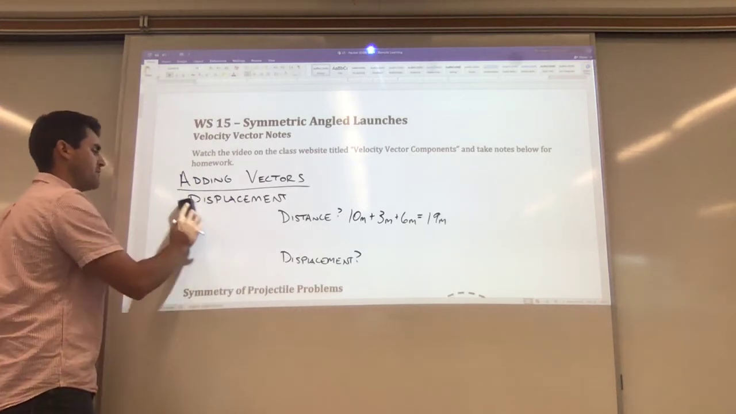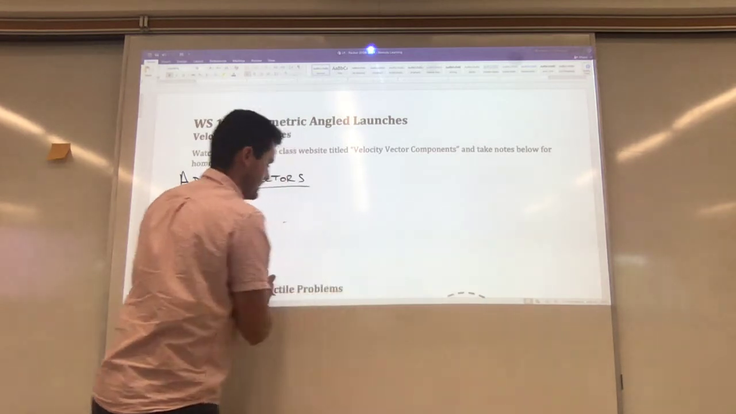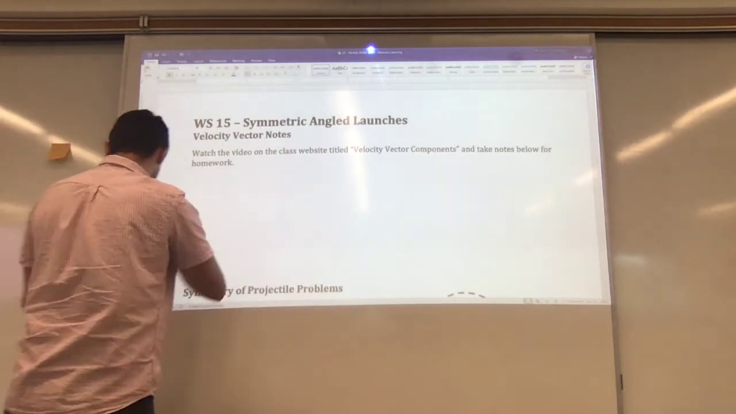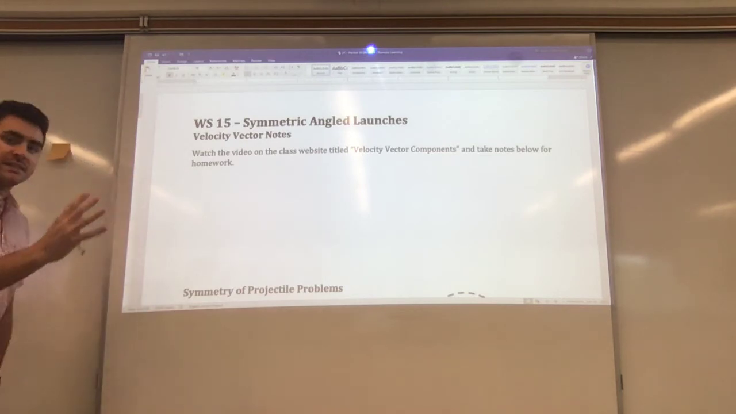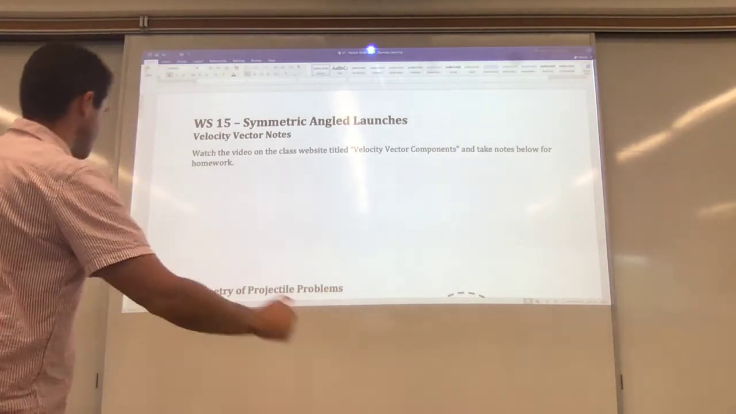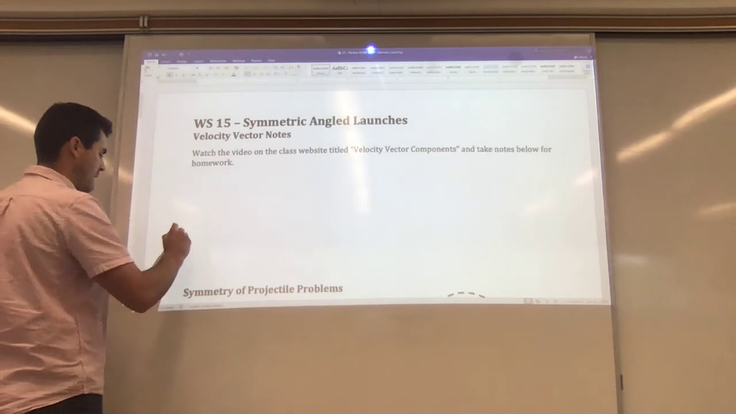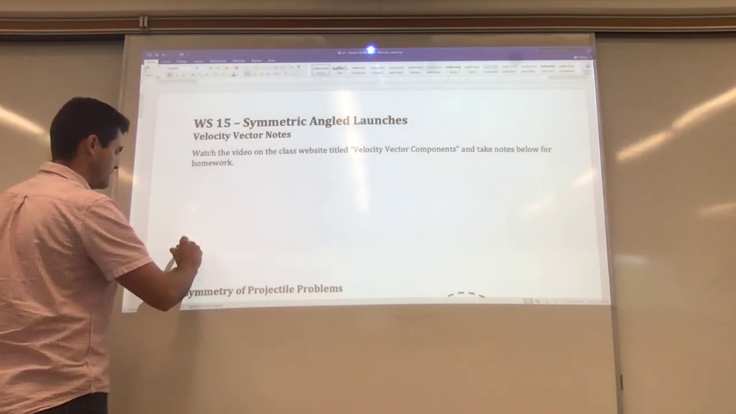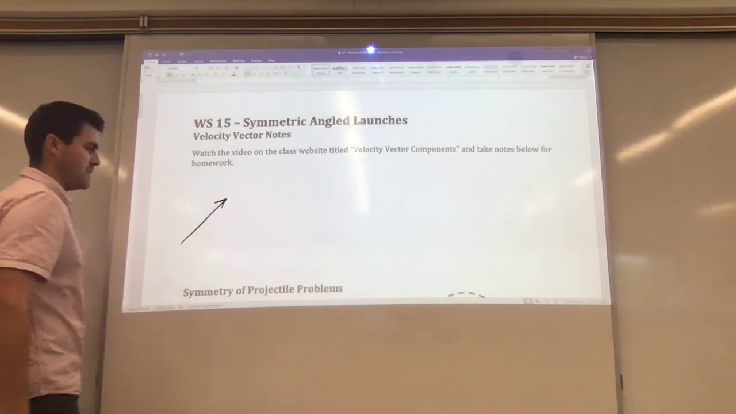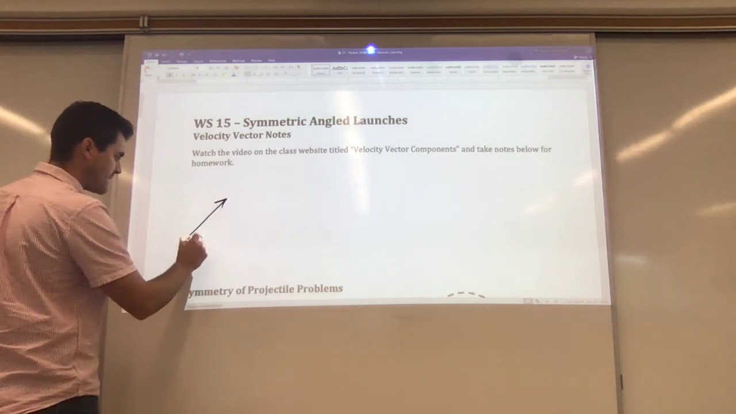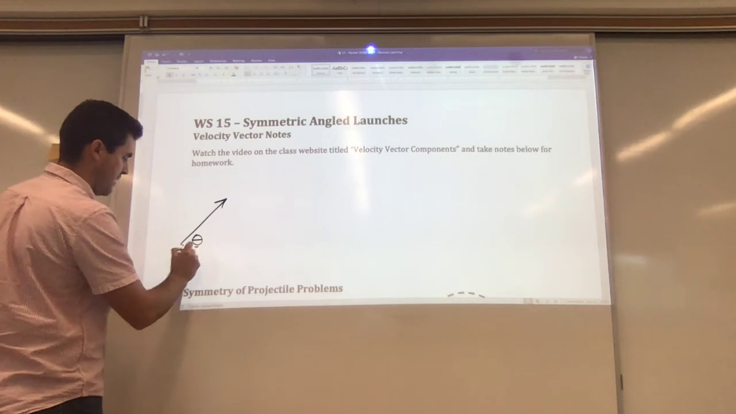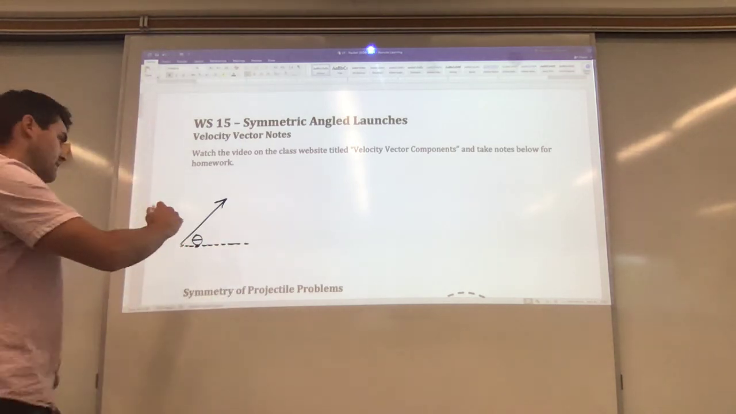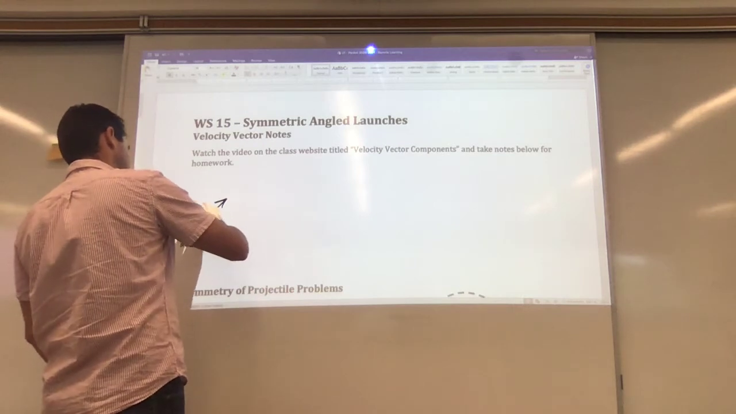So now I want to move on from adding vectors into separating vectors. We've been talking about projectiles and launching things through the air. Well, down below, we're about to talk about what happens when I launch something at an angle. So let's imagine I launch something here at some angle theta above the ground, above this horizontal. I'm going to call this velocity my initial velocity.